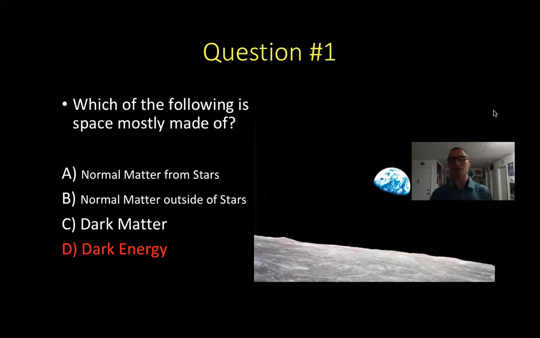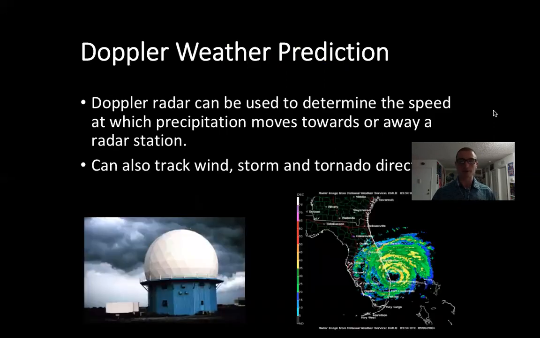Dark energy is the most, which if I'm not mistaken, I believe is 71%. The second most was dark matter at 25%. And the remainder of that was a mixture of normal matter of stars and outside of those stars. But the number one most prevalent thing in space is dark energy.